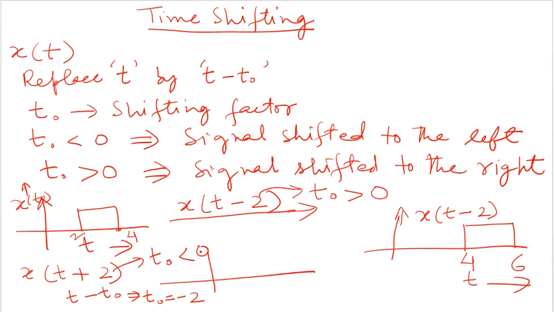If t naught is less than 0, the signal will be shifted towards the left side, by 2 units. So if the original signal is from 2 to 4, then after shifting left by 2 units, the signal will now be from 0 to 2. Obviously this is the time variable. So this is the meaning of the time shifting operation.